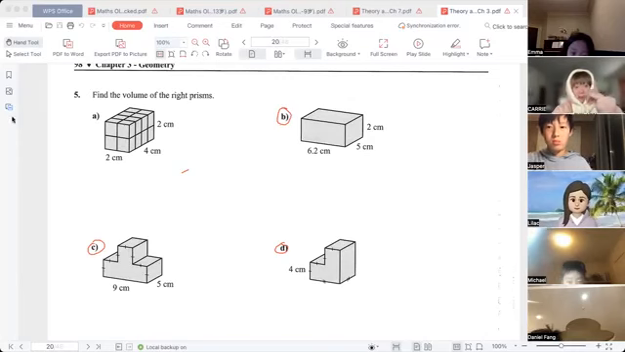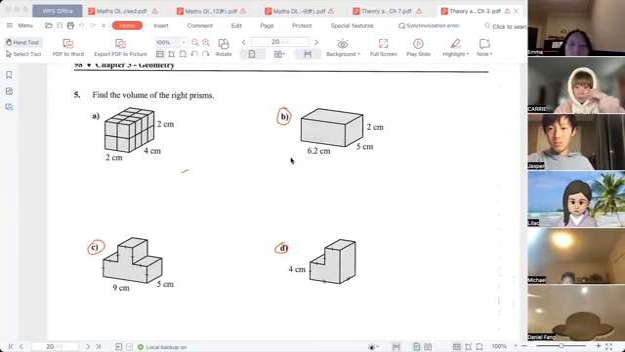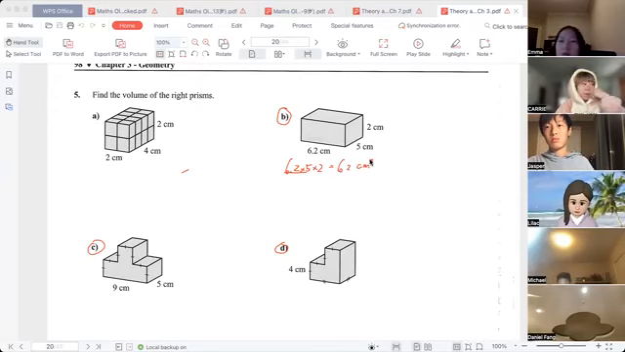Okay, so let's take a look at number 1. 6.2 times 5 times 2 is the first one, right? Because 6.2 times 5 equals the bottom area, and times height, which is 2. So the answer is 62 centimeter cube. Am I right, everybody?